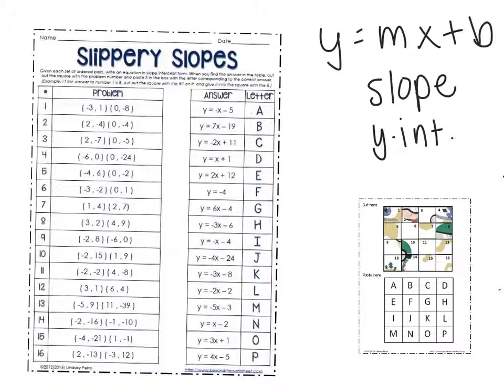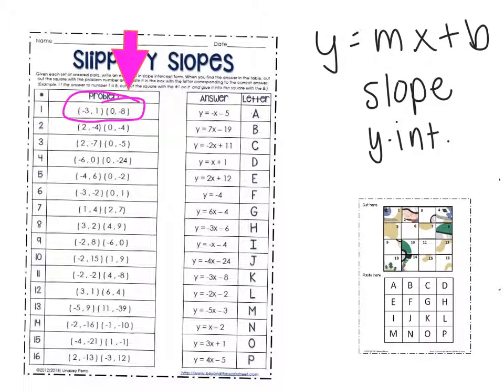And if you look at problem number 1, you have 2 points. You have (-3, 1) and you have (0, -8). So right here. See that? Do you have a slope? No. But can you find one? Yes. Do you have the y-intercept? In this problem, you actually do. If you look right here, watch this. Whoa, isn't that amazing? Okay, (0, -8) is actually the y-intercept.